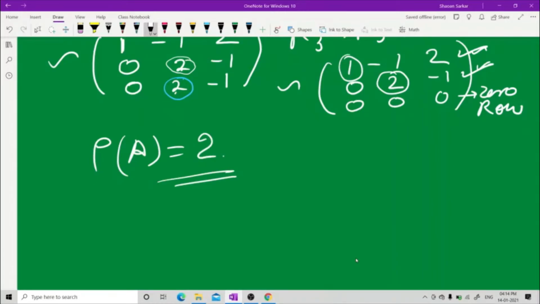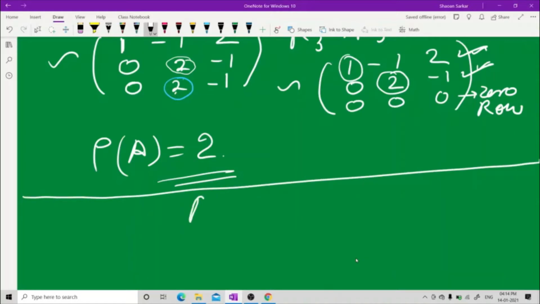Now we will come to the theory of ranks. See the theory of ranks. Suppose A is an M cross N matrix. You have done this type. This is an N cross 1, and you get a B, which is M cross 1.